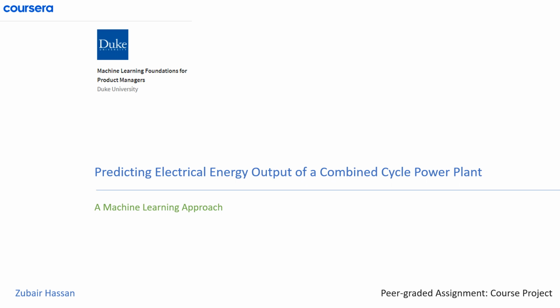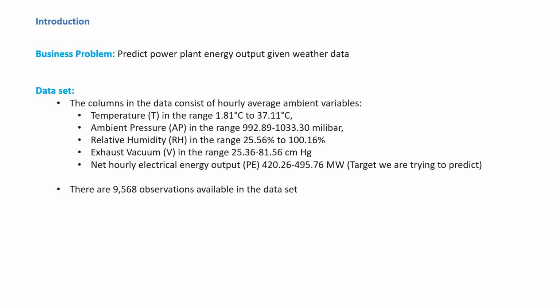Hello, my name is Zubair Hassan, and this is a peer-created assignment course project for Machine Learning Foundations for Product Managers from Duke University. The task is to predict the electrical energy output of a combined cycle power plant, a machine learning approach. The business problem is to predict the power plant energy output given the weather data.